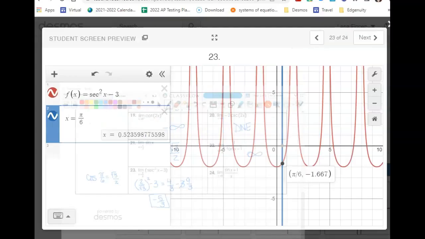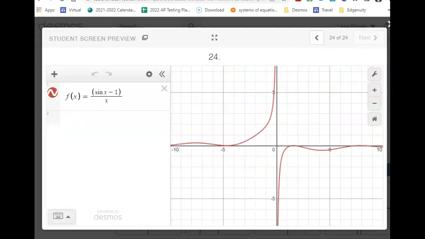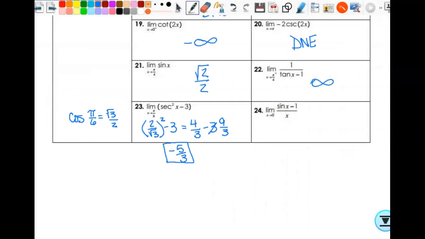Last one. The limit as x approaches 0, so I probably don't have to change a step or anything since I'm at 0. As x approaches 0, what's my answer? Does not exist. Good, because they're different.